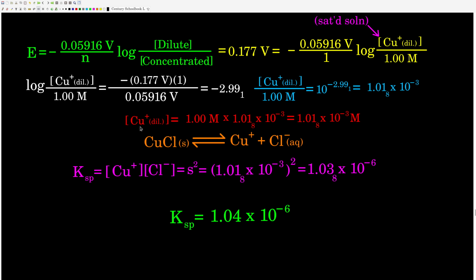Anyway, so we get the concentration of copper 1 in the dilute cell, the saturated solution, as 1.018 times 10 to the minus 3 molar. And because this is the equilibrium, KSP is equal to the concentration of copper 1 times the concentration of chloride, which is S squared, which is just the concentration of copper 1 squared, which ends up giving us KSP of 1.04 times 10 to the minus 6. Pretty cool, huh?